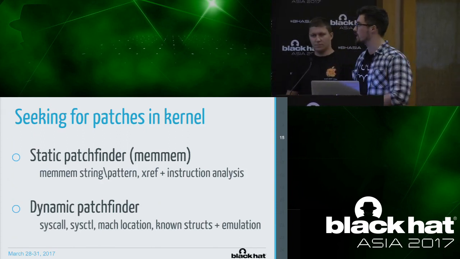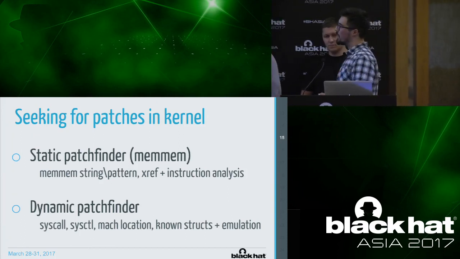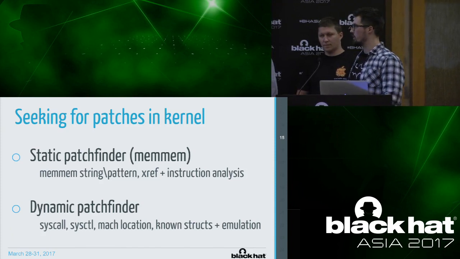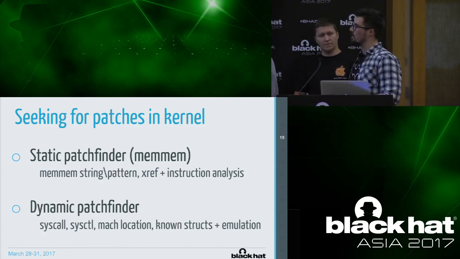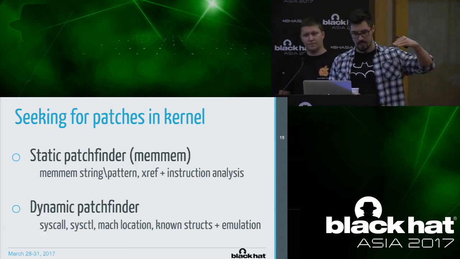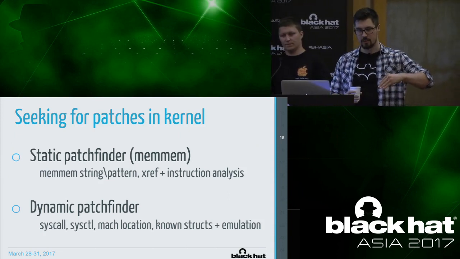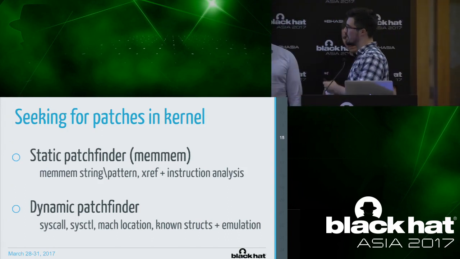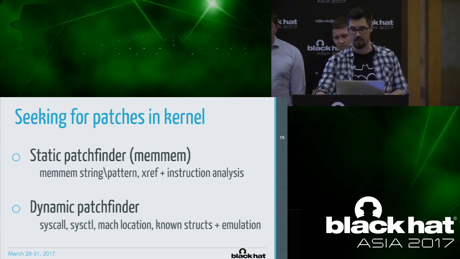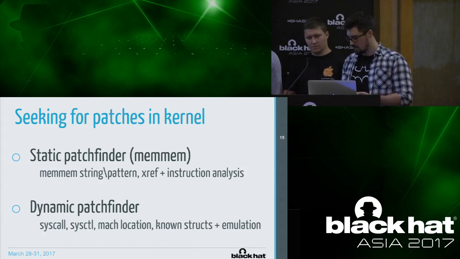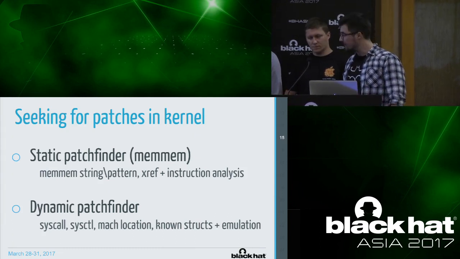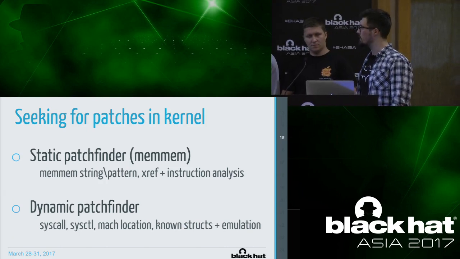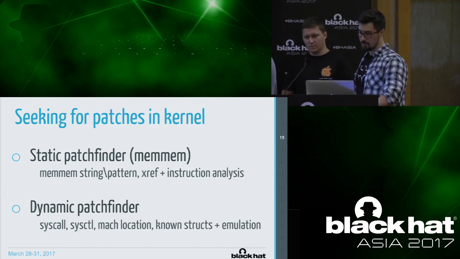The other way to make it is a dynamic patch finder. The idea behind it is that there are structs in the kernel that never really change, for example the syscall table, sysctl, and Mach syscalls. Those tables just grow, so nothing really changes in the middle. As soon as you can leak the address of the syscall table, you automatically resolve more than 500 functions in the kernel. In combination with instruction emulation instead of byte patterns, it becomes a pretty powerful tool.